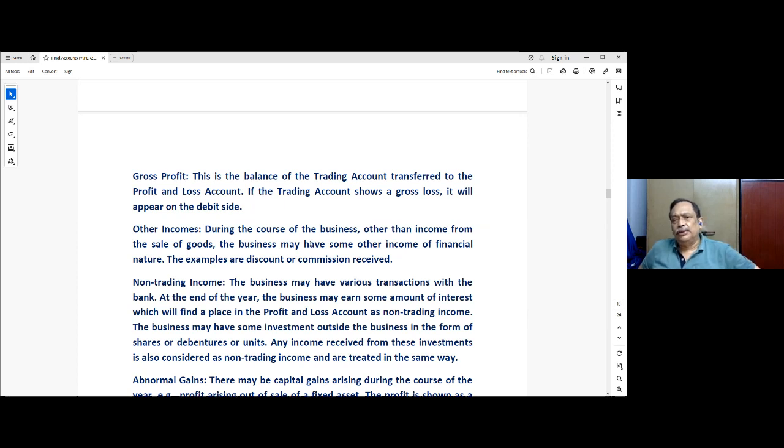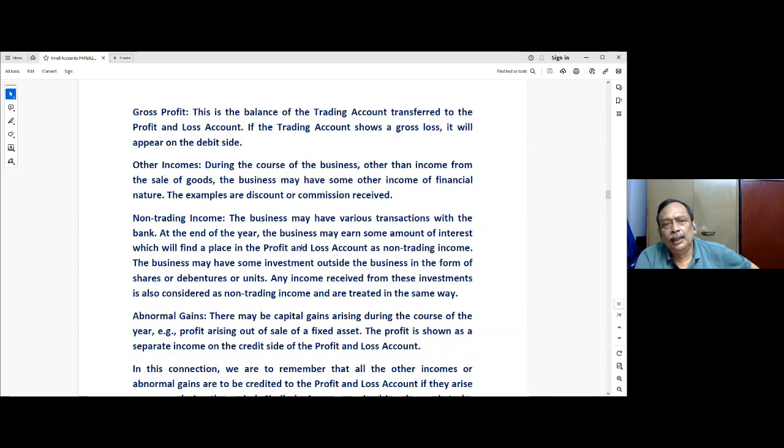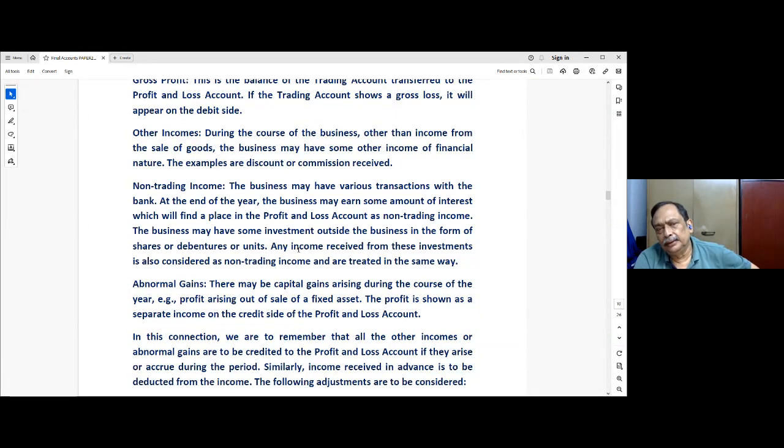If the trading account shows a gross loss, it will appear on the debit side. Next, we are coming to other incomes. During the course of the business, other than income from the sale of goods, the business may have some other income of financial nature. The examples are discount or commission received. Next item is non-trading income, which has no relationship directly with purchase and sales activities. That's why it is called non-trading income.